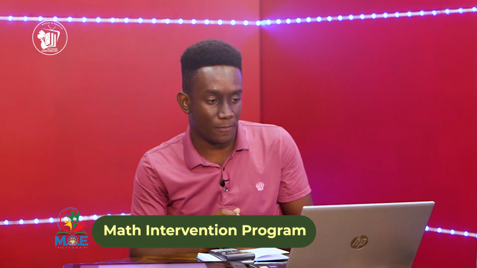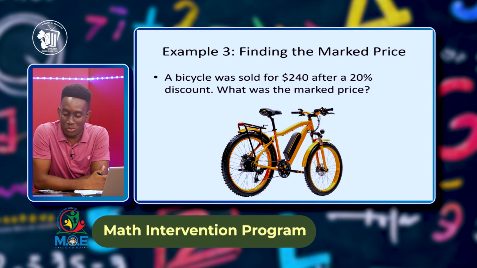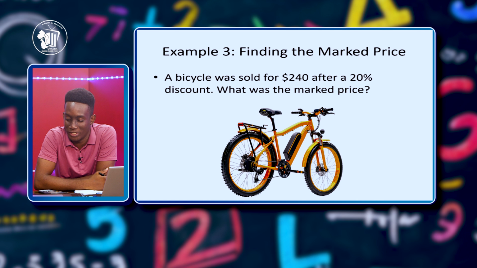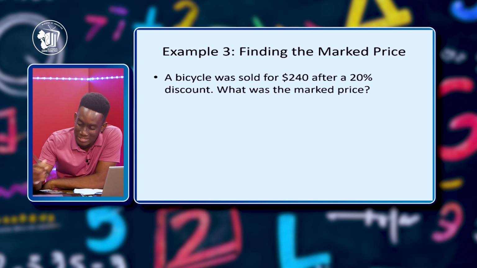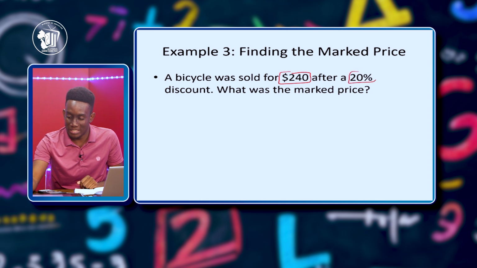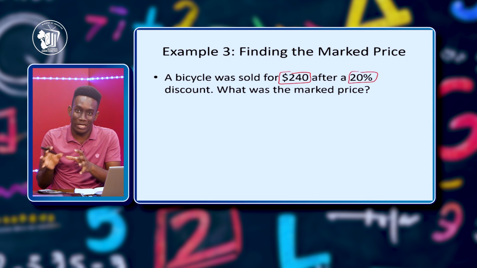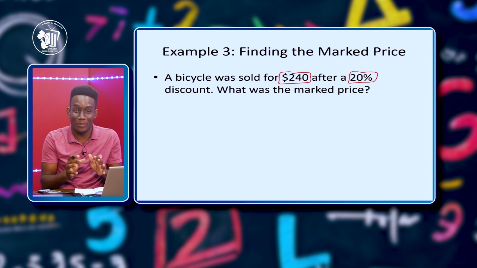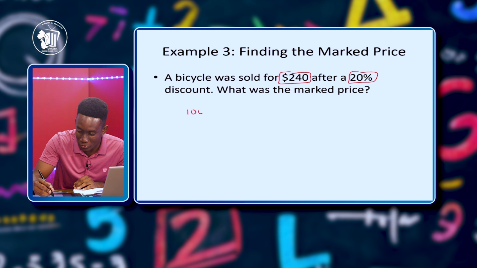So let's look at another example. This example says, a bicycle was sold for $240 after a 20% discount. What was the marked price? So we see this $240 is the cost of the bicycle after the discount happened. And we see a 20% discount took place. So we have to do a reverse of what we did to find the marked price. So to find the marked price, we know in total we'll have 100% subtract 20%, and that will give us 80%.